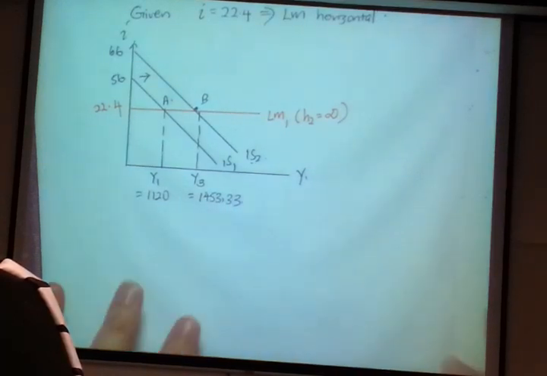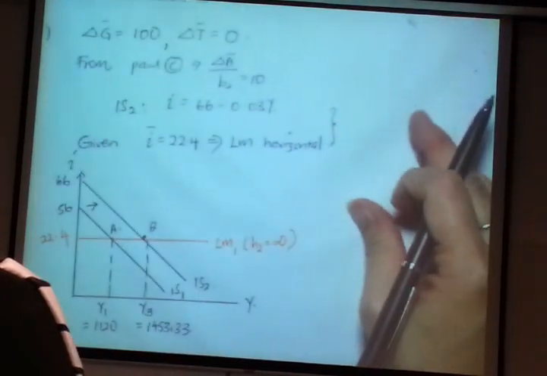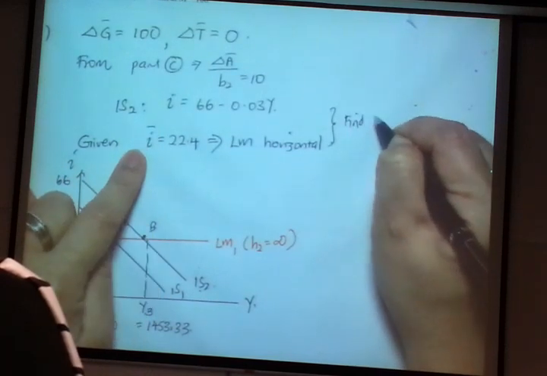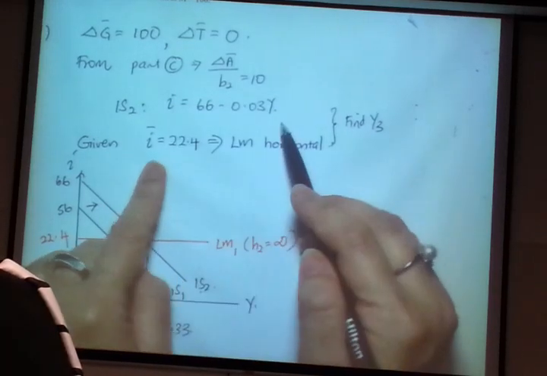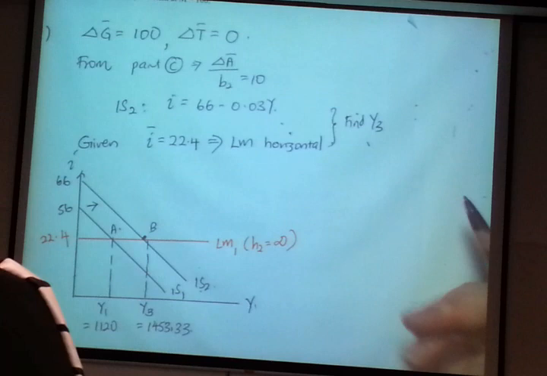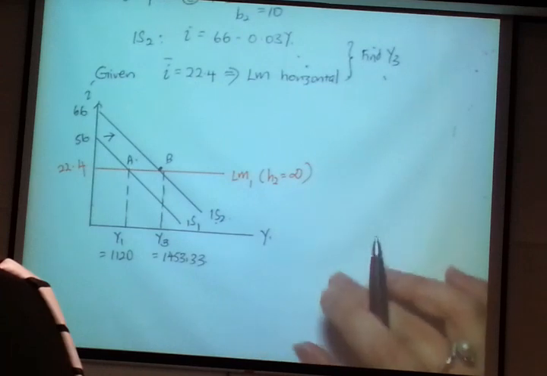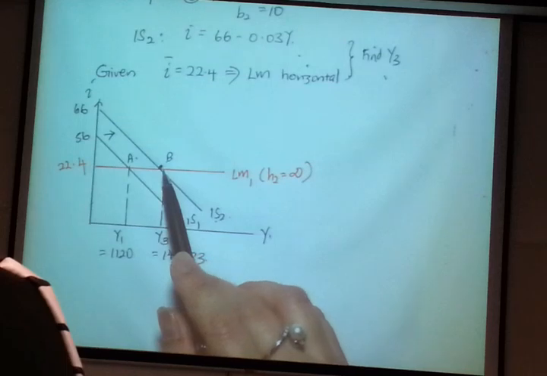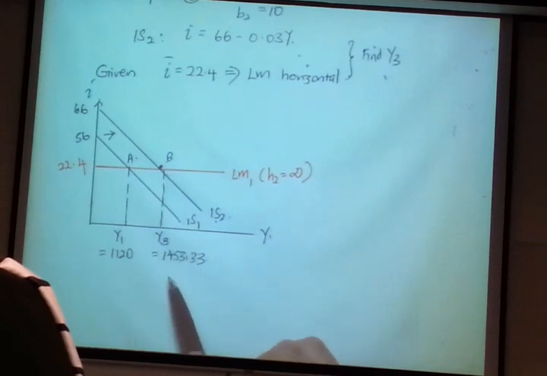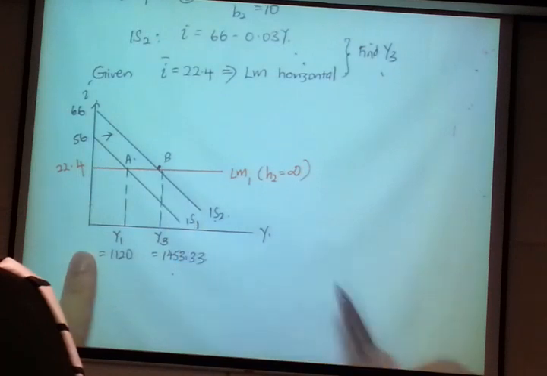So you merely solve IS equals LM. Take these two equations and use them to find your Y3, which is quite simple. Just put this interest rate inside. You will get your Y3, 1453.33. So what do you see here? The IS shifted rightwards, no change in interest rates. There was nearly the full multiplier effect. Government spent 100, the economy expanded more than 100 because of the multiplier. But the interest rate stays the same.